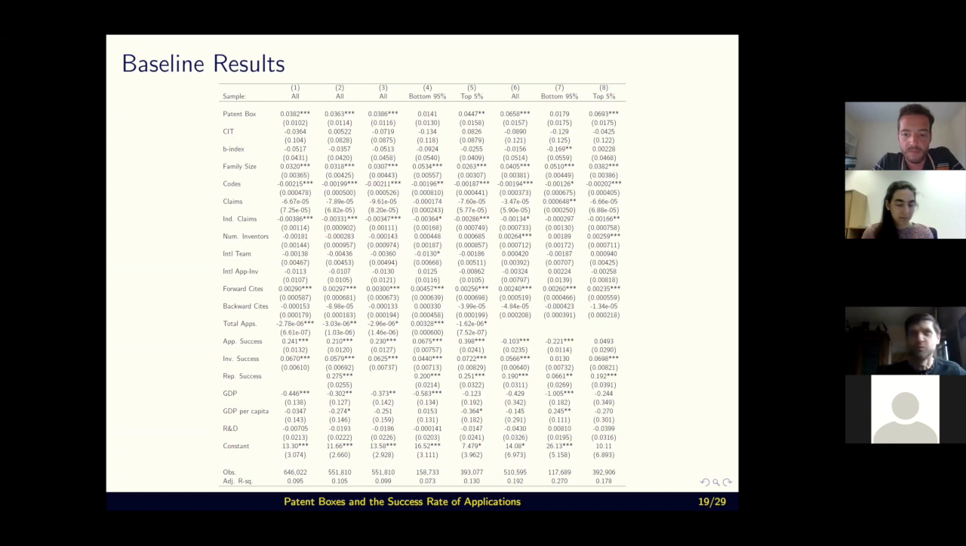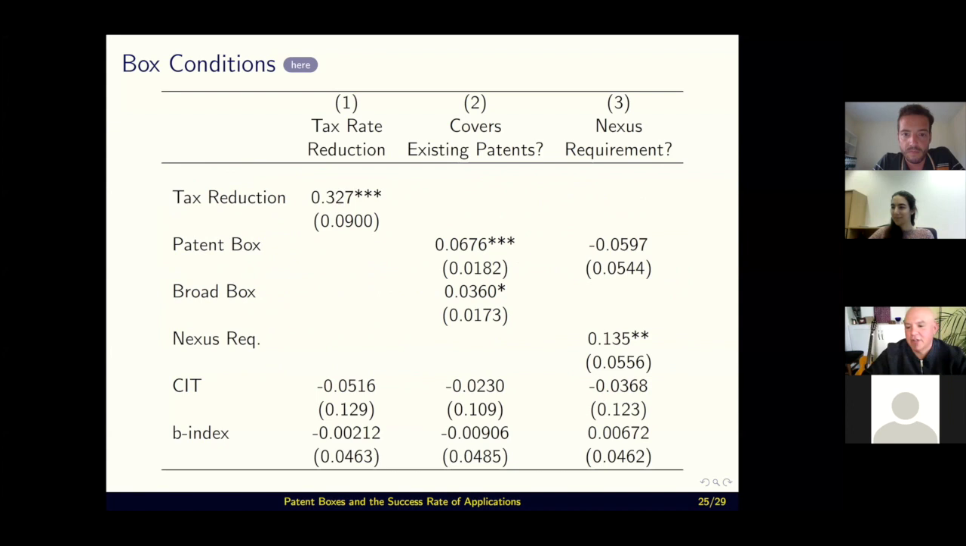My question would be, how have the OECD rules, the nexus-based approach, affected the success rate of patent applications compared to the old patent boxes without the nexus approach? I have a really hard time answering that, and the reason is that all of the new boxes have nexus requirements. Only a couple of holdouts don't.